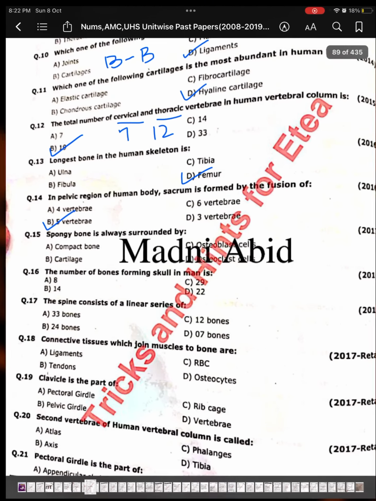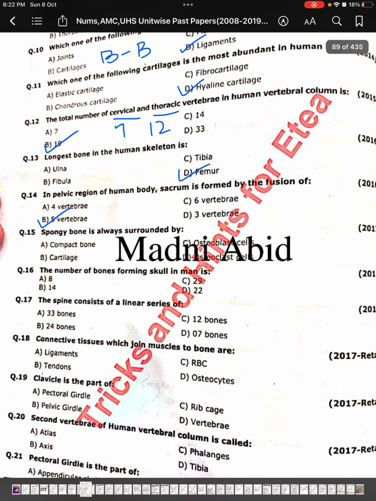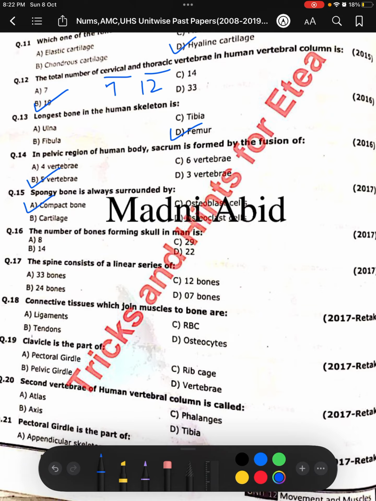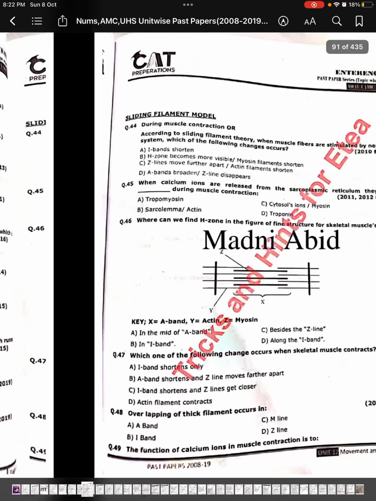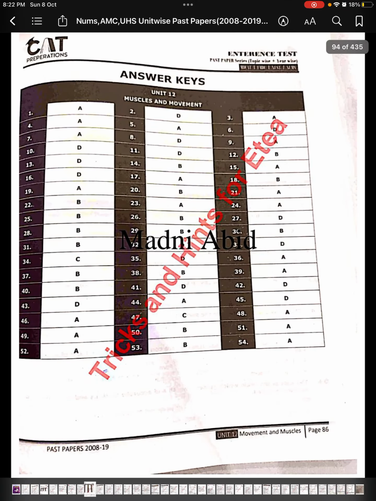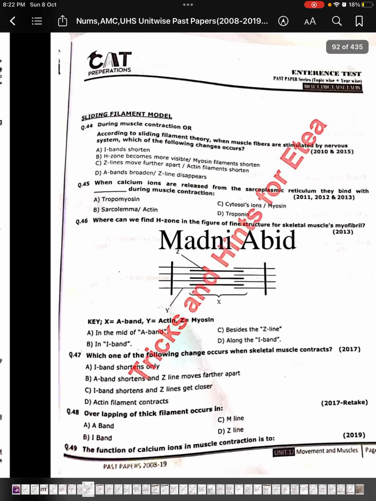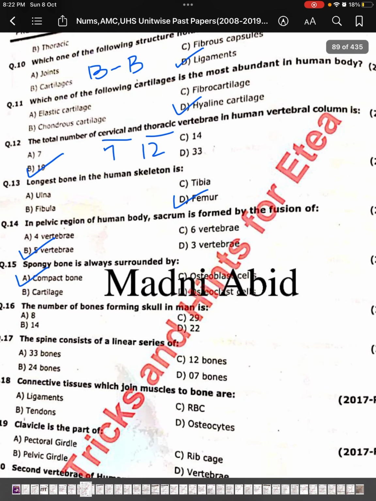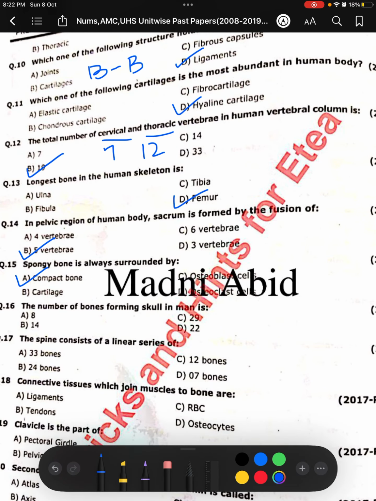So spongy bone, okay, one more important thing which I came to know by this is spongy bone is always surrounded by compact bone. Let's see, 15A. 15A, yeah, this is correct. You must remember this thing always. This is also a new thing for me as well. Spongy bone is always surrounded by the compact bone.